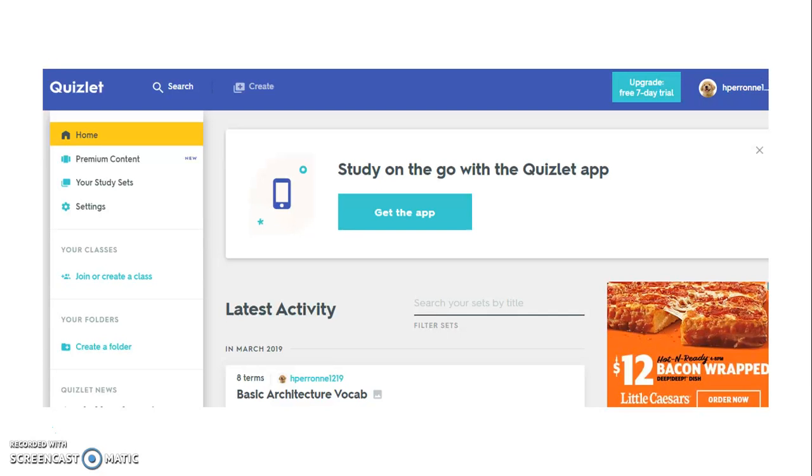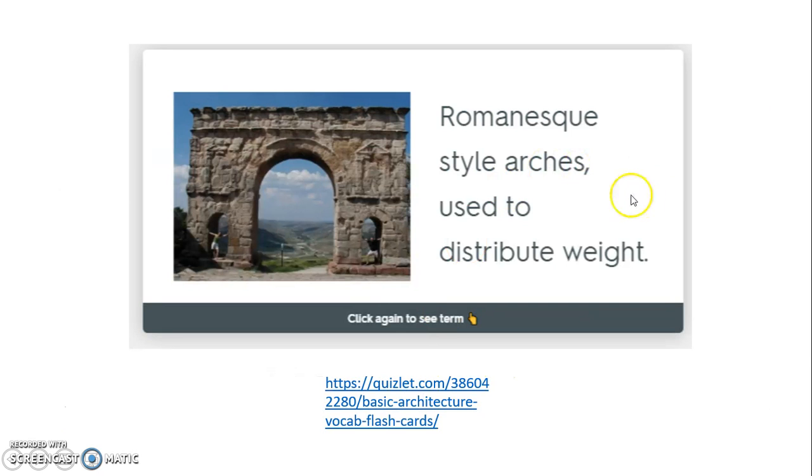So Quizlet's a really fun way to have not only images, but vocab, and have a test between students. So it's a good way not only to work with one another, but to work at home by yourself. So this is the Romanesque style, arches used to distribute weight, and it's shown right here. And that's what's wonderful. You would click again to see the term, and you would flip it, and it would have just the term, and then boom, it would talk about what it was, which is very helpful and a fun way for students to understand things better.